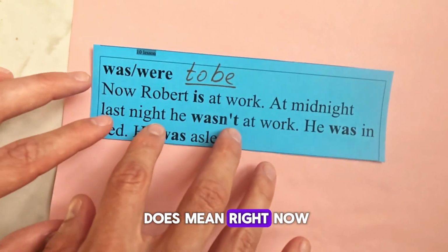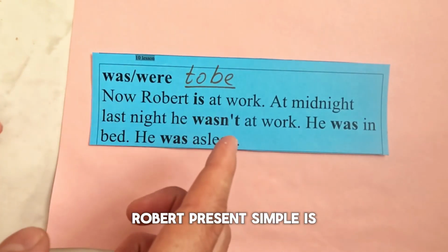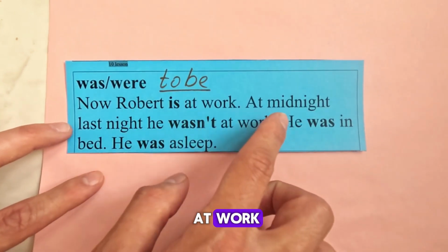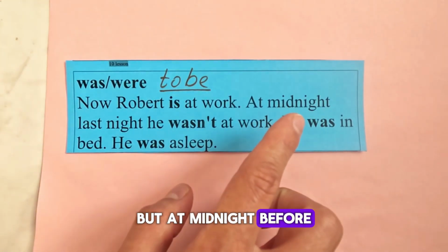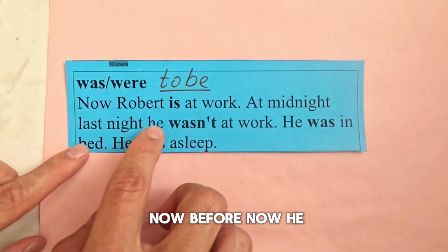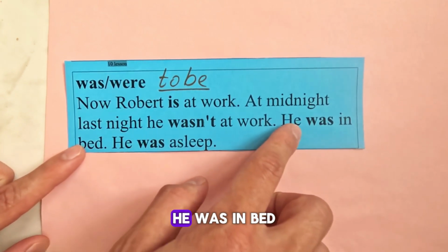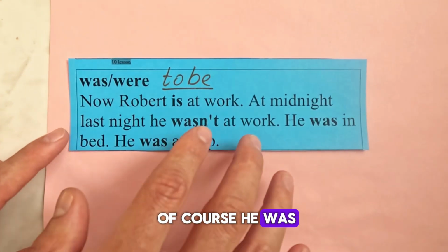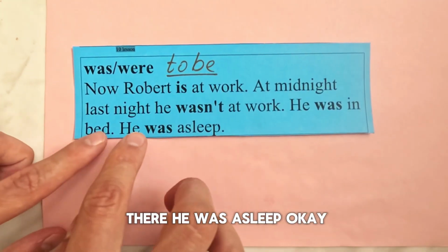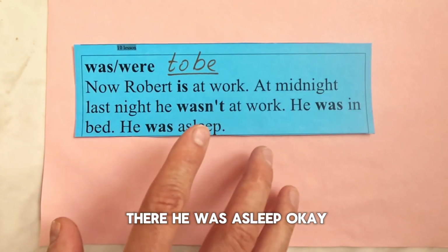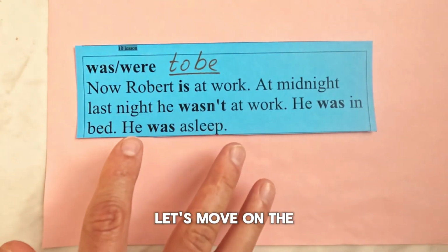What does it mean? Right now Robert, present simple, is at work, but at midnight, before now, he wasn't at work. Of course he was at home. He was in bed. Of course he was in bed. What was he doing there? He was asleep. Okay, let's move on.